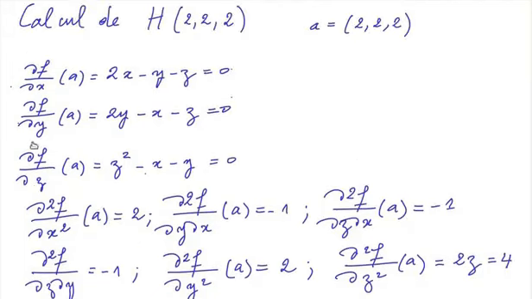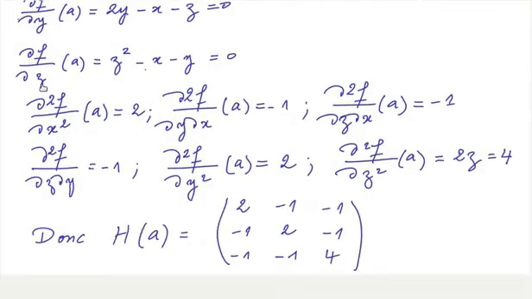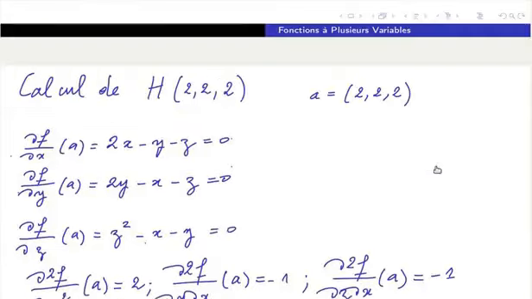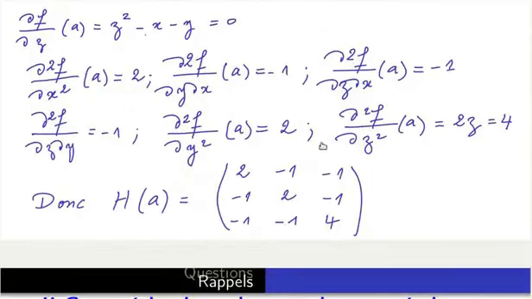The second derivative with respect to y, differentiating with respect to y twice, we find 2. And finally, if we differentiate with respect to z twice, we find 2z. We are here at the critical point (2, 2, 2), so z equals 2, so the last derivative is 4. The matrix at point A is 2, minus 1, minus 1; minus 1, 2, minus 1; minus 1, minus 1, 4, which is a symmetric matrix.